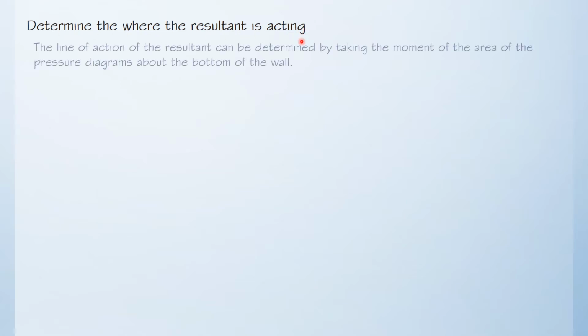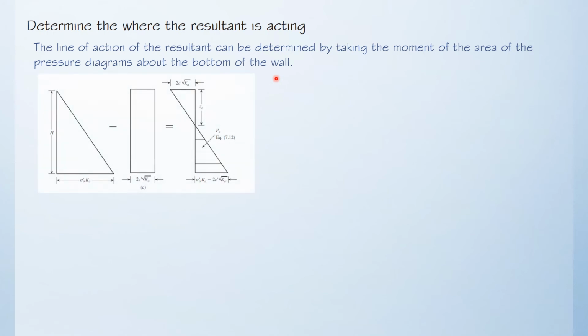Next, we are to determine where the resultant is acting. So where is PA acting from the wall? The line of action of the resultant can be determined by taking the moment of the area of the pressure diagrams about the bottom of the wall. Since we already determined the area of these two, we take the summation of moment of the area about the bottom of the wall.